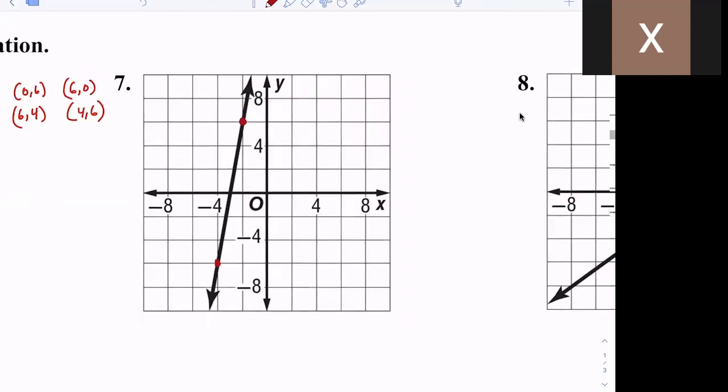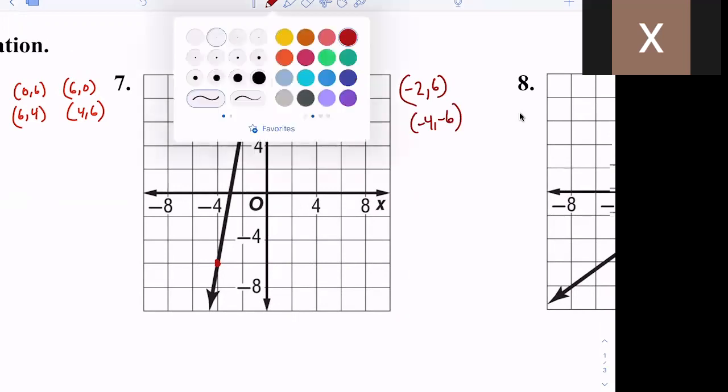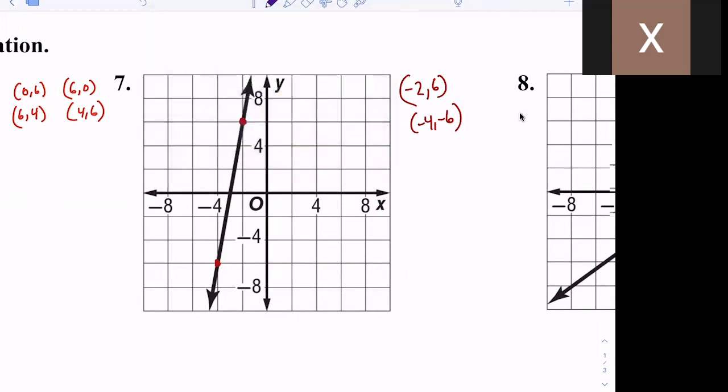-2, 6. And the other point was -4, -6. Again, I don't think it's that hard. Identify 2 points. Now what we're going to do is graph the inverse.